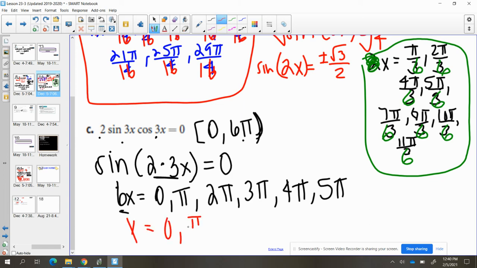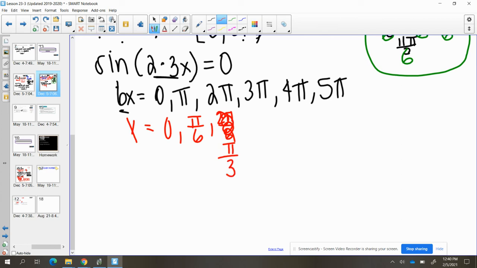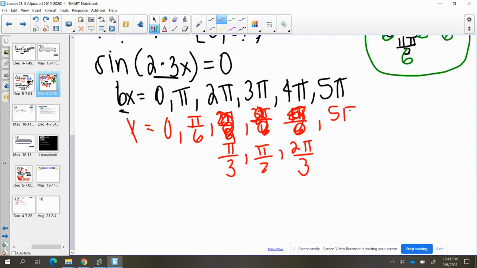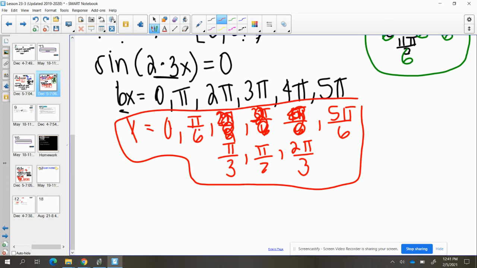This is still 0. Now we have pi over 6. 2 pi over 6 actually is going to become pi over 3, since that reduces. 3 pi over 6 is going to reduce also to become just pi over 2. And then we have 4 pi over 6, which is going to become 2 pi over 3. And finally, 5 pi over 6, which doesn't reduce at all. So these 1, 2, 3, 4, 5, 6 answers become your final answer. Okay? And that's how you would do the multiple angles.